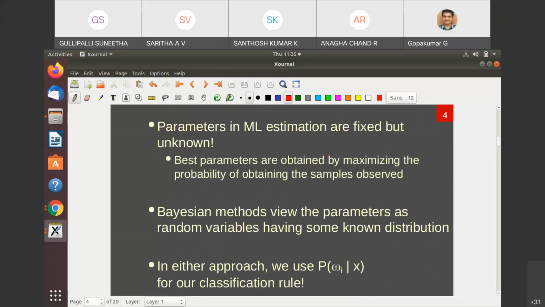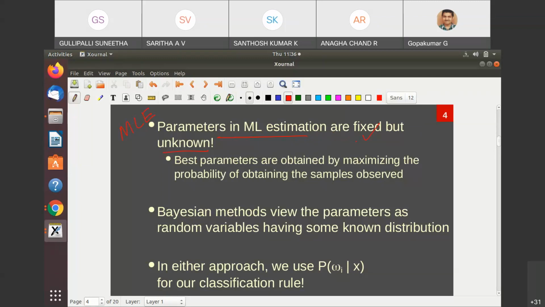This will be clear when we discuss the methods in detail, but from a very overall point of view, we can say that the parameters in ML estimation are fixed. ML means maximum likelihood. Sometimes in some textbooks you see MLE. So MLE represents maximum likelihood estimation. Parameters in MLE are fixed but unknown. They are unknown because we have to find out the unknown, that is actually our aim, but we assume that they are fixed. So that is one assumption.